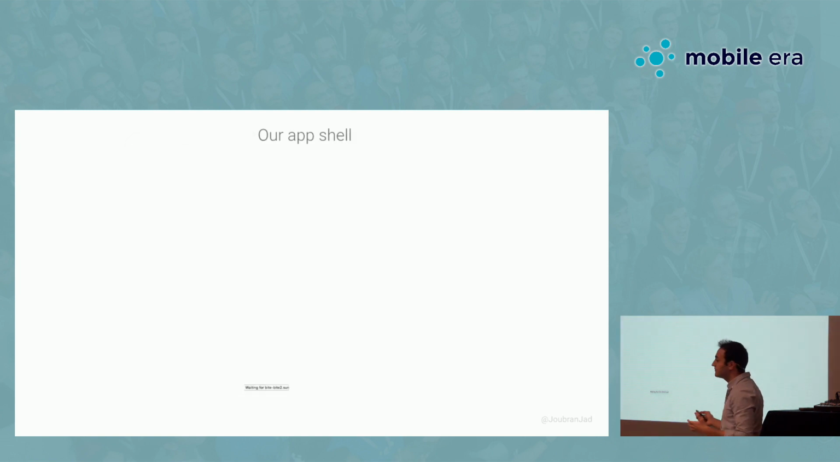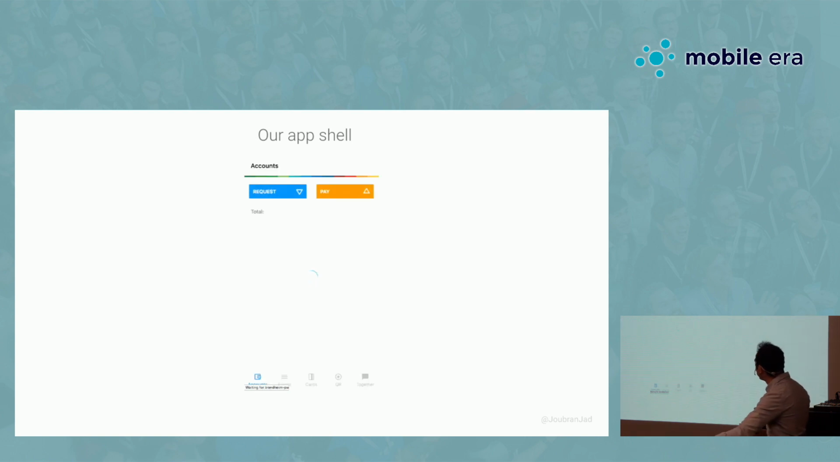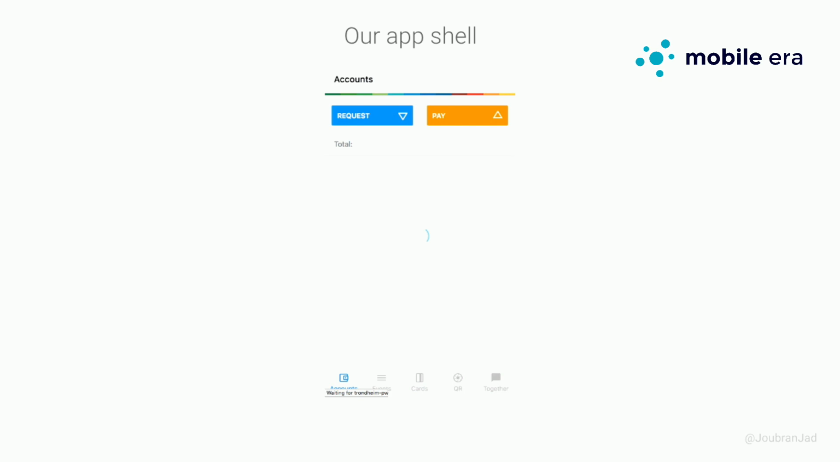So our app shell is going to look like this. I'm going to play the same video as before and pause it before we load the content. So let's take a look. This is the app shell. So what do we have here?